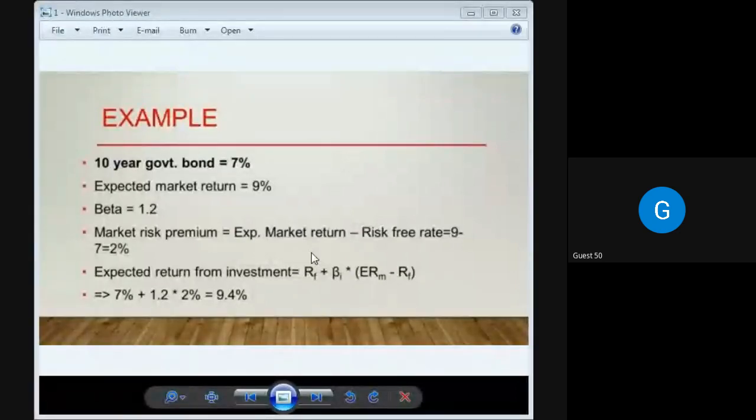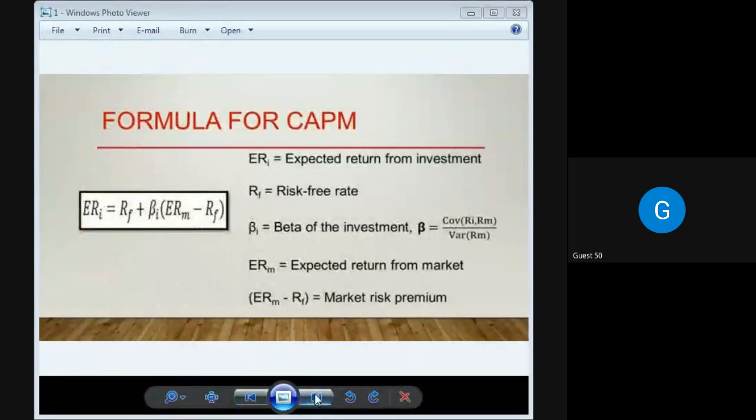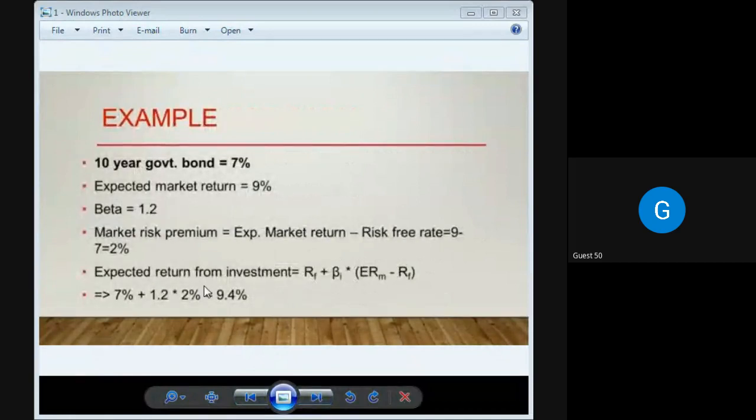And after that, the expected return from the investment is this one. For that, we are adding the 7%, then the beta, that is 1.2, multiplied by 2%. That will be 9.4%. So this is the expected return from your investment for the 10-year government bond at 7%. So you can see that this is a good position, because we are expecting a return from the investment of 9.4%. So you can say that it is a good return.